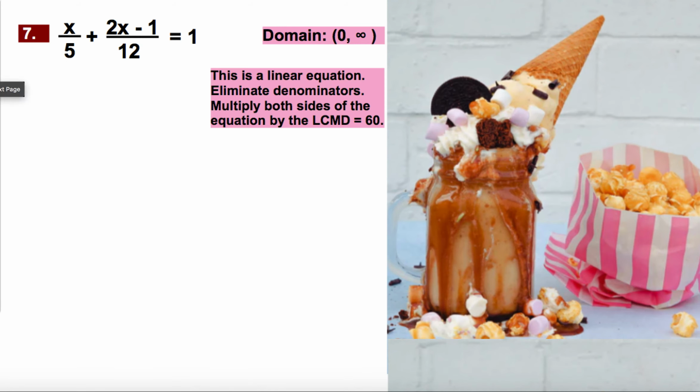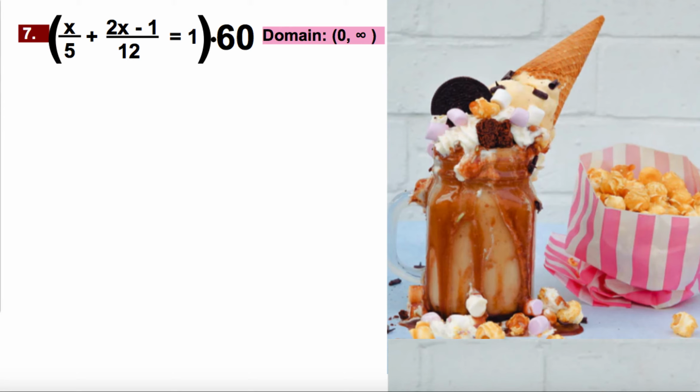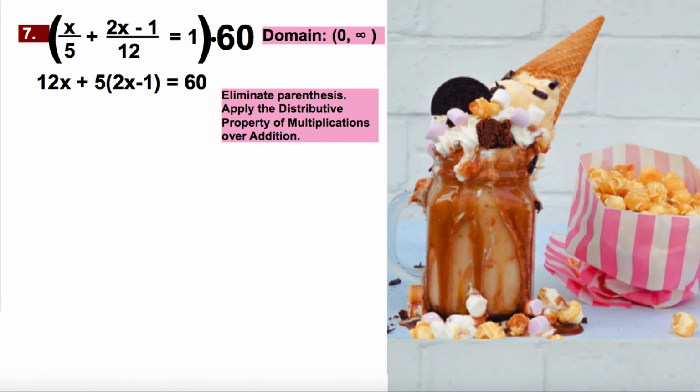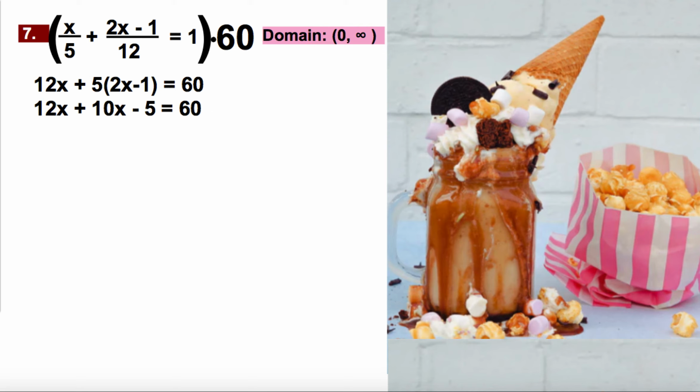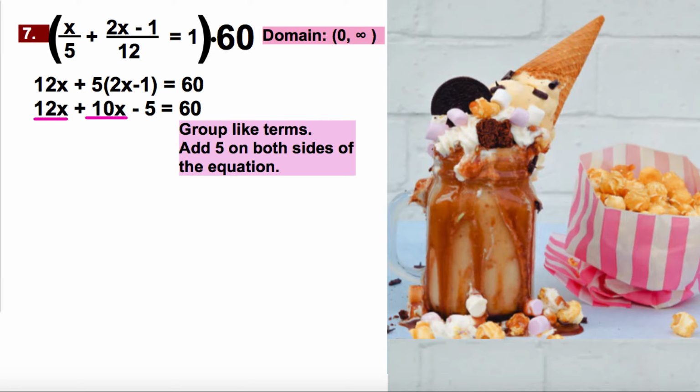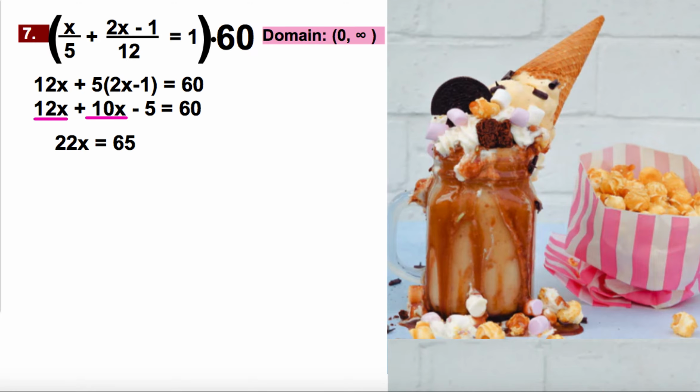This is a linear equation. Eliminate denominators. Multiply both sides of the equation by the LCD equal to 60. 12x plus 5 times the quantity 2x minus 1 equals 60. Eliminating parentheses, applying the distributive property of multiplication over addition. Equivalent to 12x plus 10x minus 5 equals 60. Group like terms, add 5 on both sides of the equation. 22x is equal to 65. Dividing both sides of the equation by 22, x is equal to 65 over 22, which belongs to our domain.